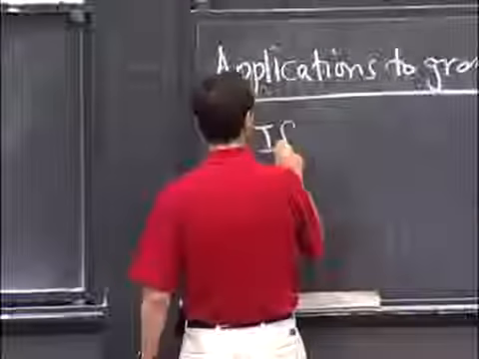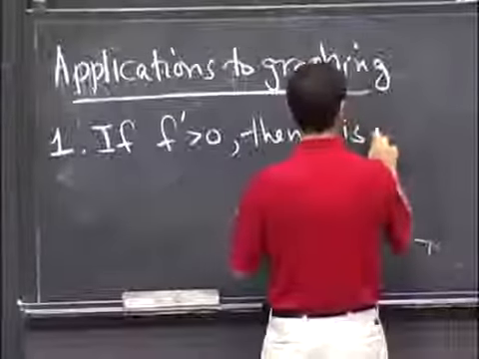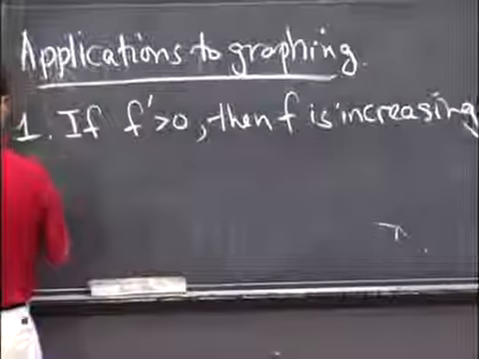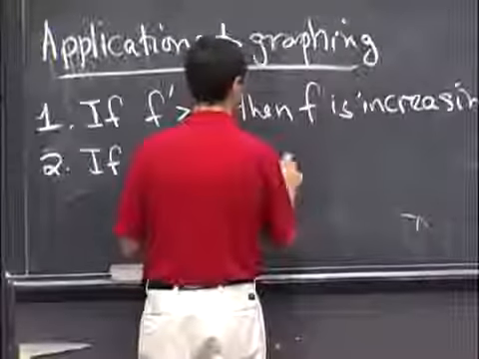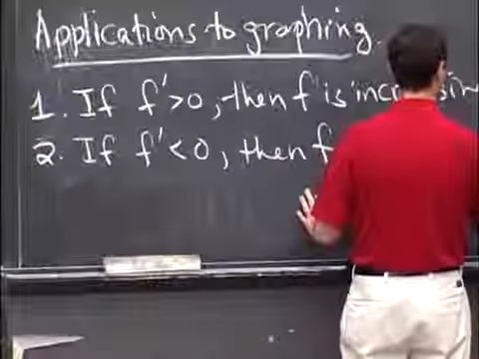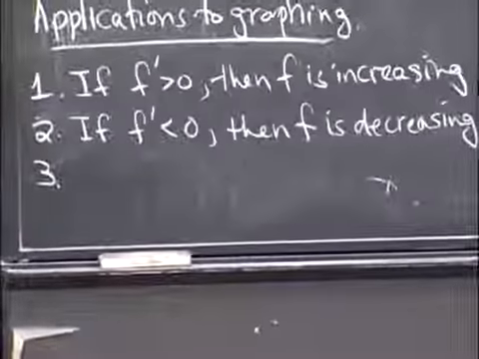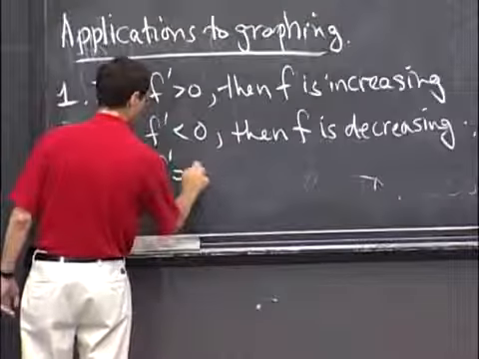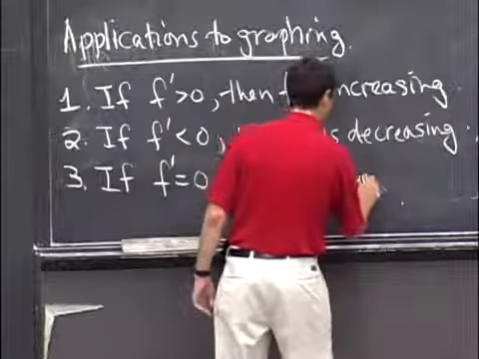So the first one is if f prime is positive, then f is increasing. And the second one is if f prime is negative, then f is decreasing. And the last one seems like the simplest, but even this one alone is the key to everything. If f prime is 0, then f is constant.